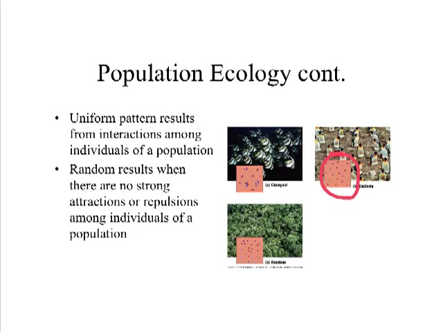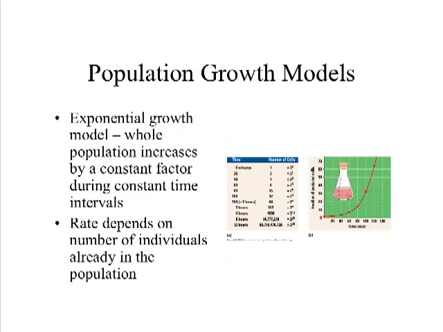And random is the last type. Random population patterns result when there's no strong attraction or repulsion among individuals of a population. They're just moving in and out of that area kind of randomly.